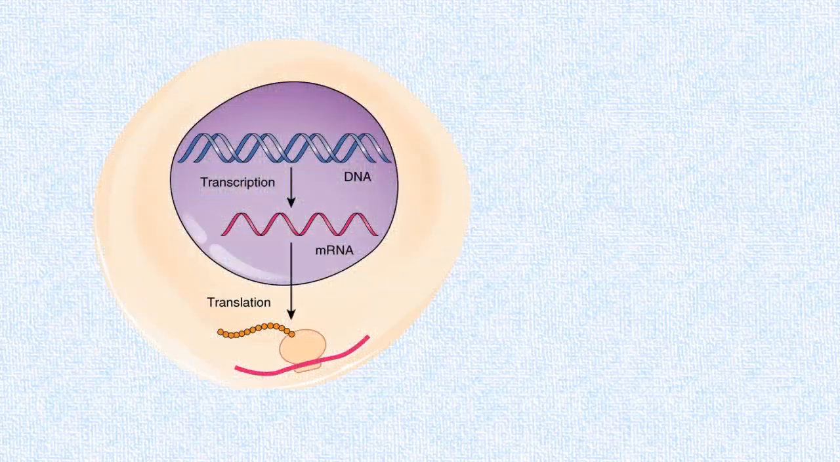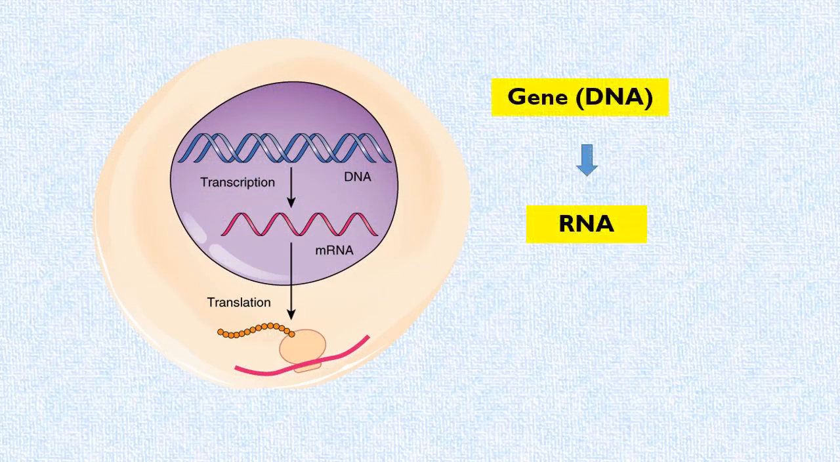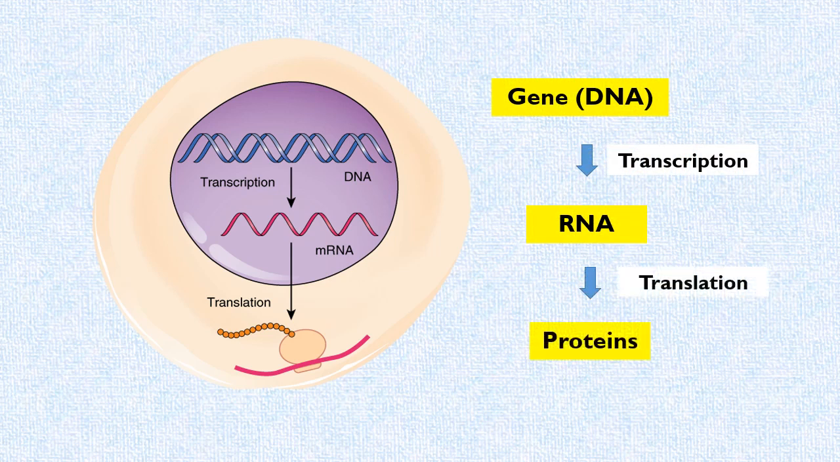We understand that the genome of each organism contains thousands of genes. Each gene or DNA sequence is transcribed into RNA, and then, RNA is translated into proteins that play various roles in the body of an organism.